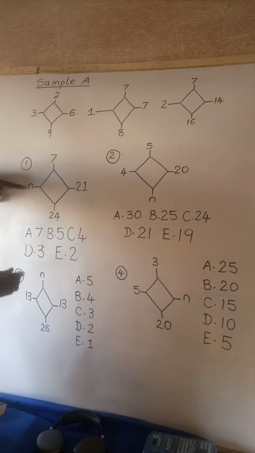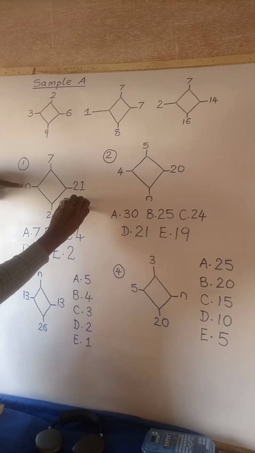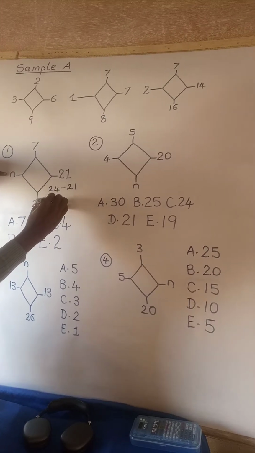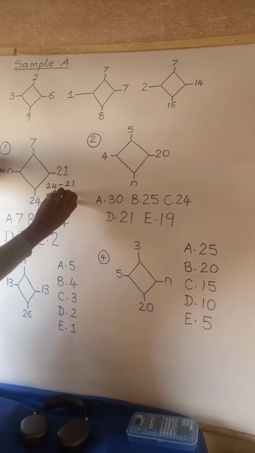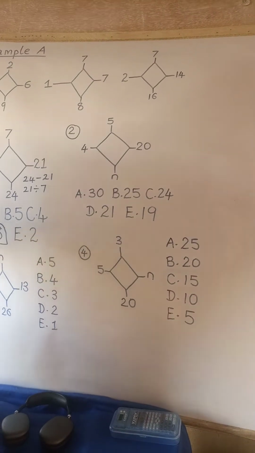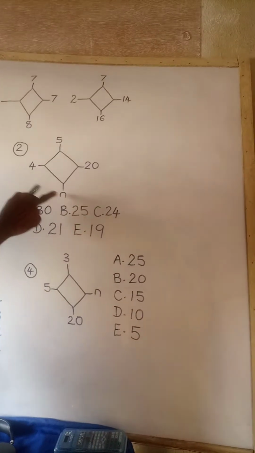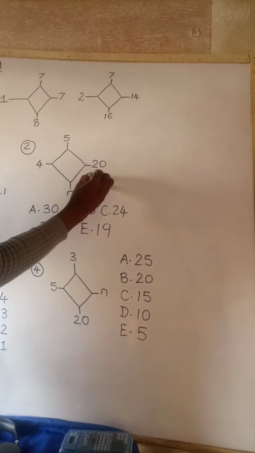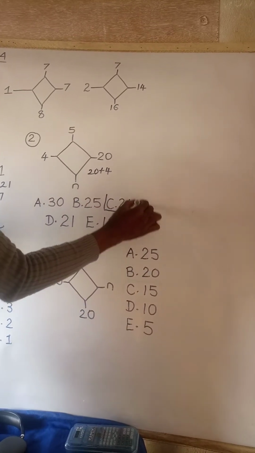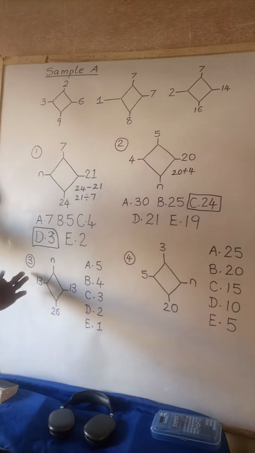So this place is unknown. To find this, we will do 24 minus 21, or 21 divided by 7, and it will give us 3. We move to question number 2. In question number 2, this place is unknown, which is 20 plus 4. It will give us 24. So the answer to this question is option C.